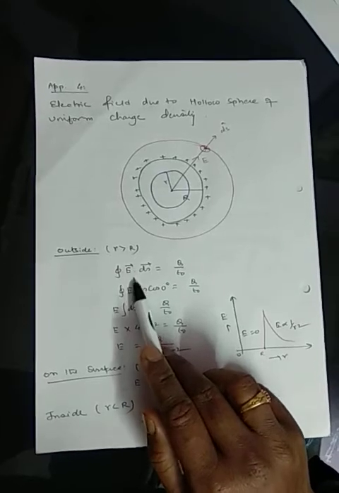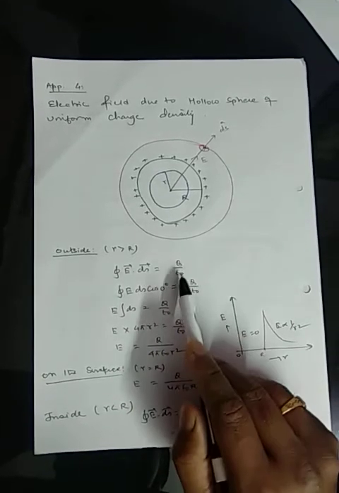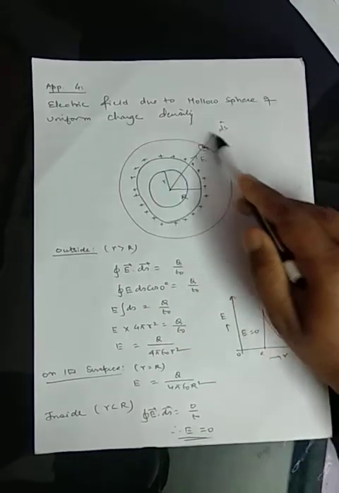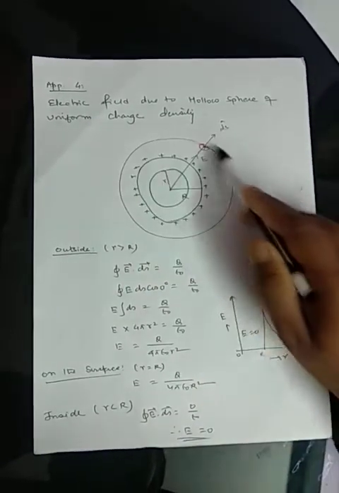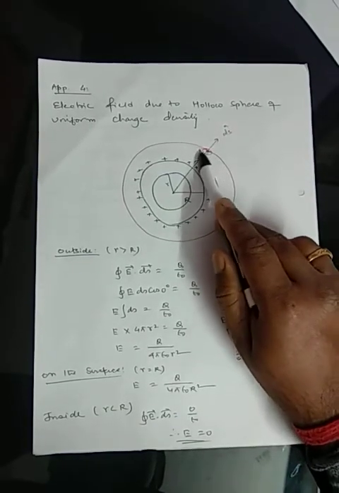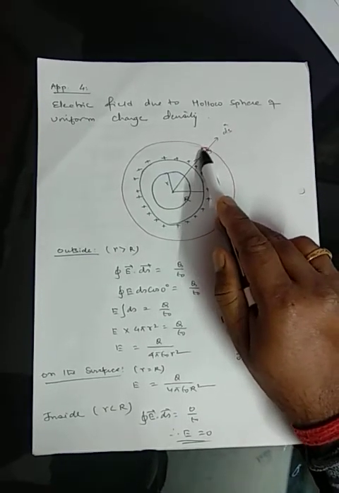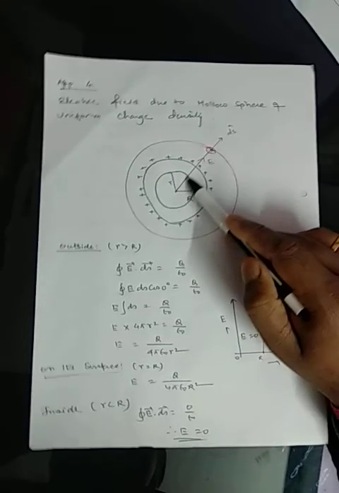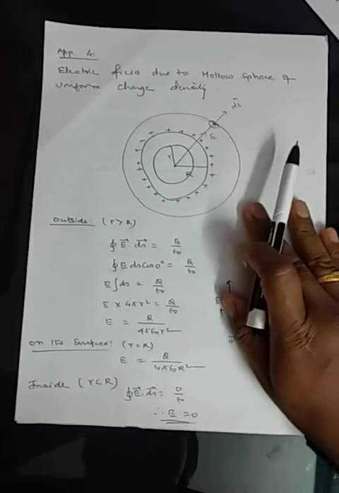So applying Gauss theorem, E dot ds is equal to total charge enclosed divided by epsilon naught. So what is the value of total charge enclosed by the Gaussian surface? This is the Gaussian surface. Outside the sphere is this one. So on the Gaussian surface we are assuming a very small area ds which is away from the body. Electric field is also away from the body, right?